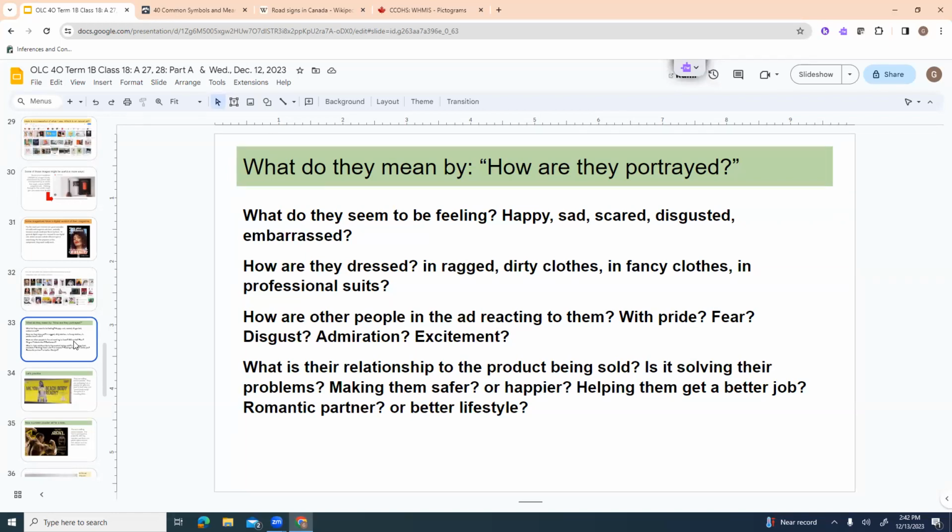What is their relationship to the product being sold? Is it solving all their problems? Is it making them safer or happier? Is it helping them get a better job or maybe a better romantic partner or a better lifestyle? So here is an example.